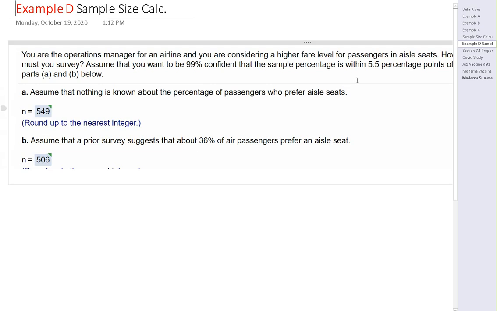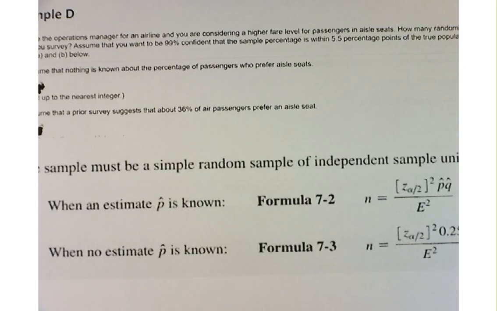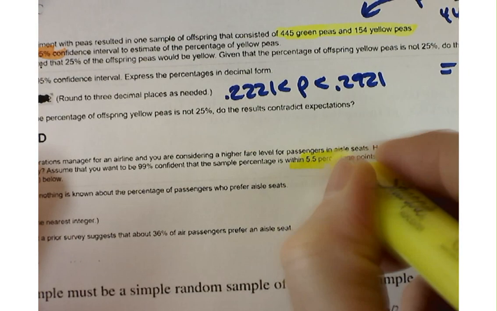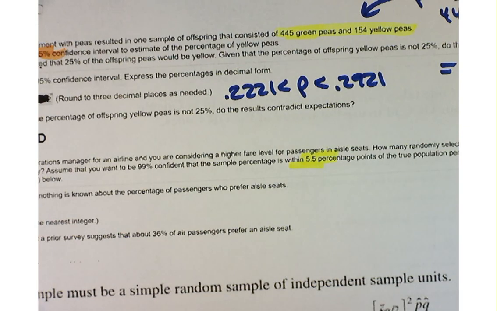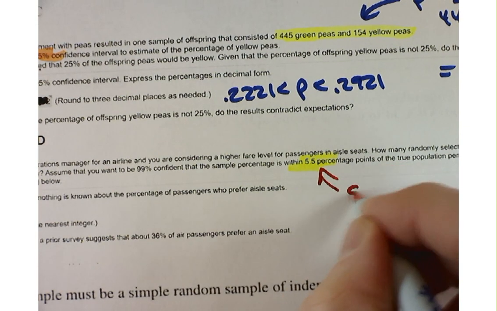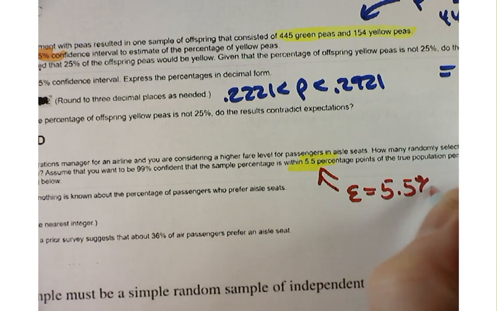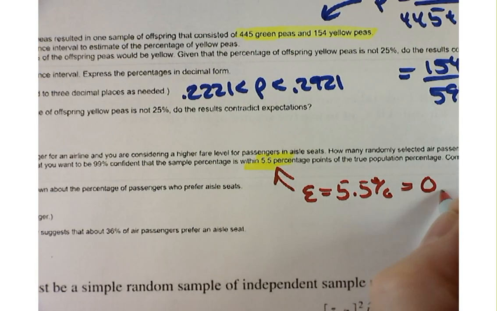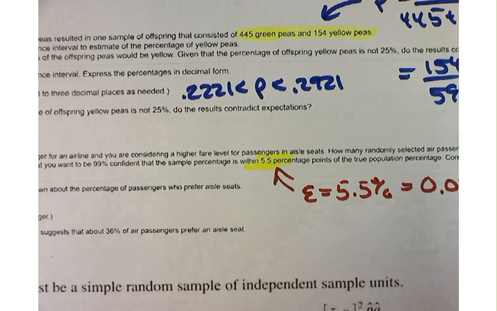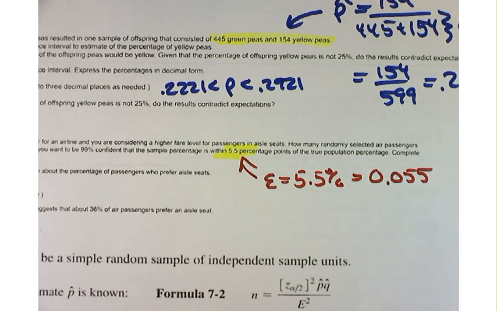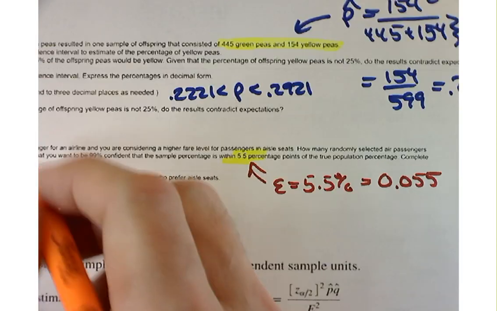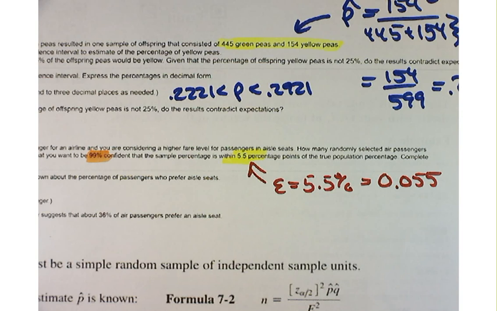Well, that 5.5%, that's your E. So let's note that for ourselves. E is 5.5%, which as a decimal is 0.055. Make sure you move the decimal two places to the left, not just one. And we want to be 99% confident. So that's our level of confidence. Let's take note of that as well.